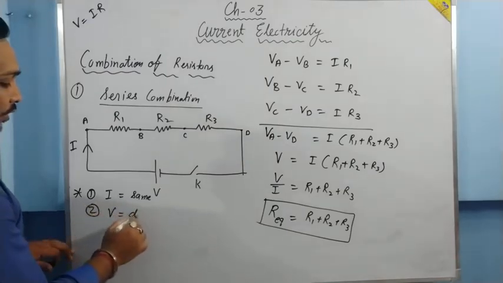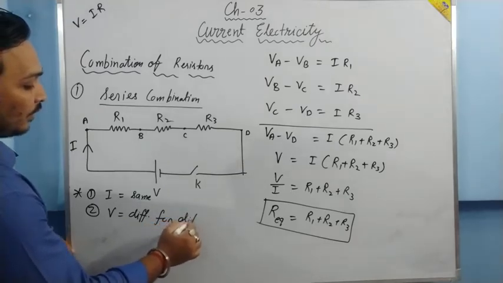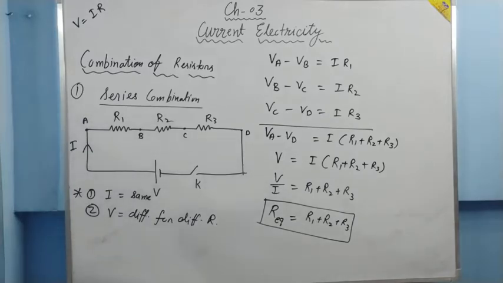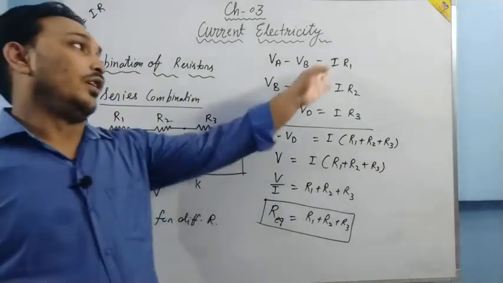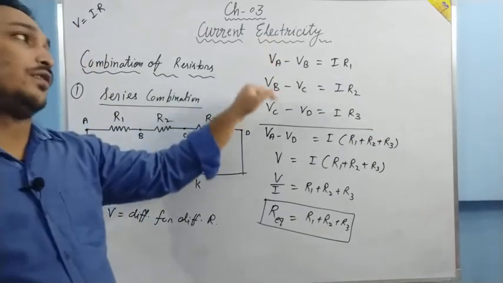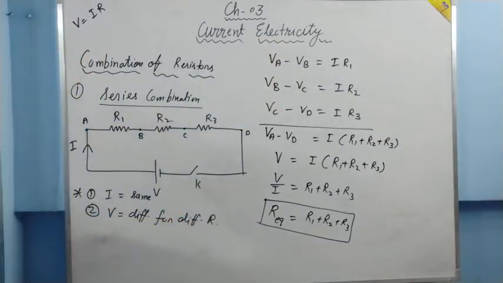Second thing, V is different for different resistances. For different values of resistances, V is different. But somehow if R1, R2, R3 are same, it will be IR, IR, IR. The potential difference will also be then same. For same resistance, V is same.